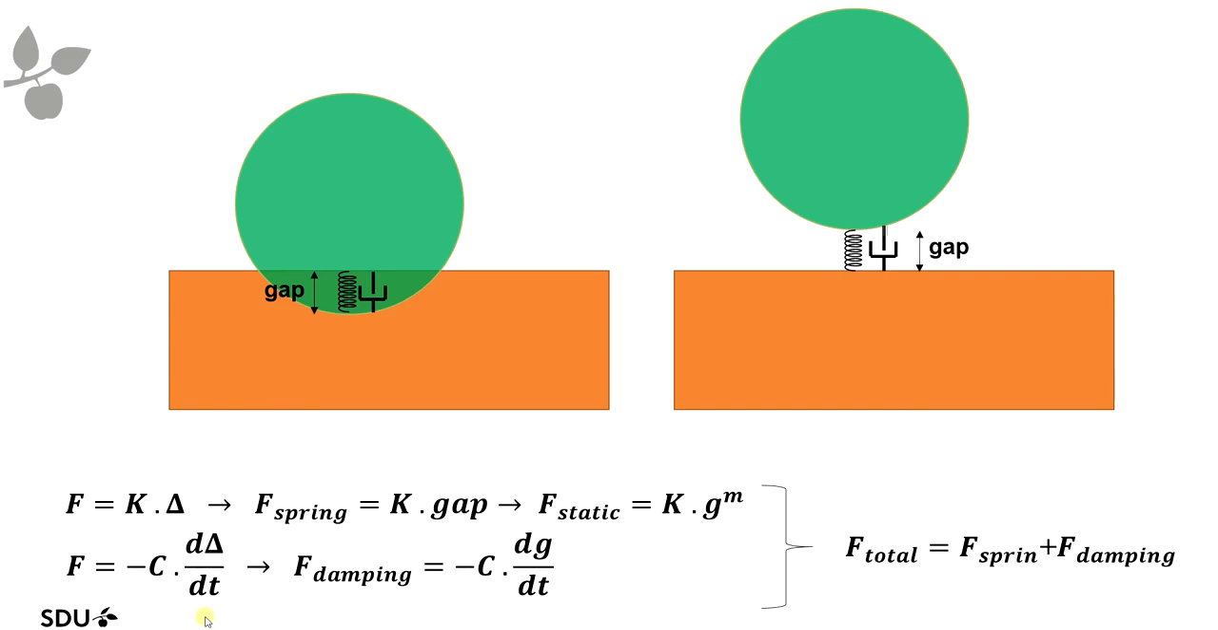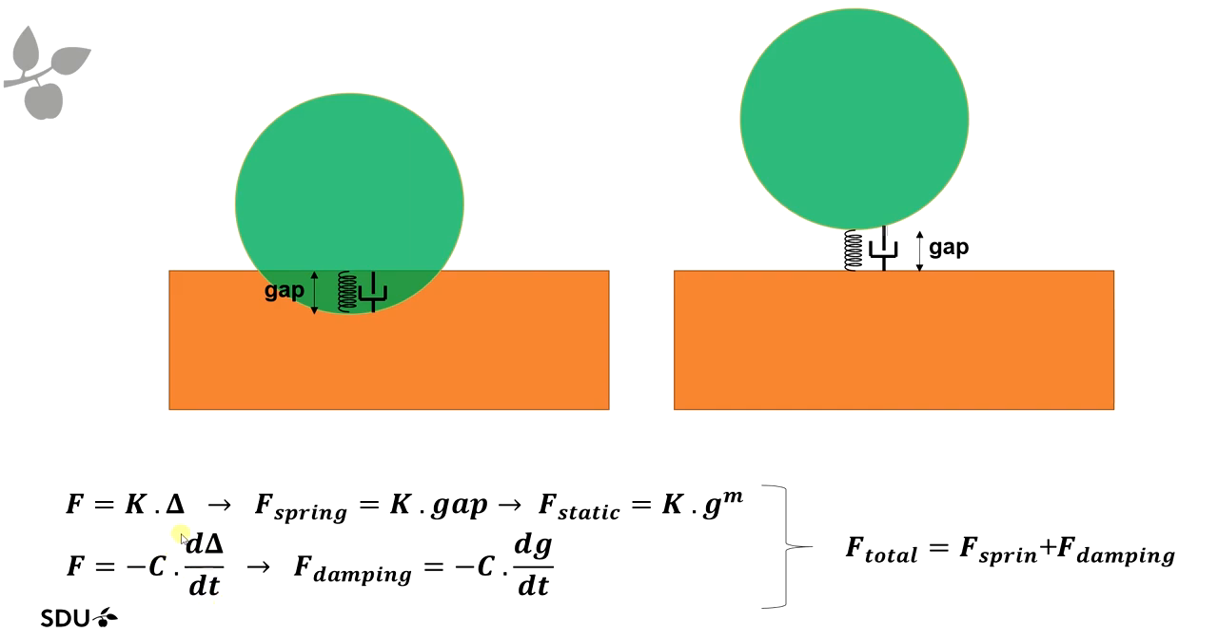And the way it does that, first of all, it's a negative force, so it's always in the opposite direction of the movement. If the green ball is going up, the damping force is downward, trying to slow it down. If it's going down, the damping force is upward, trying to slow it down. So it's always negative, and it's proportional to how fast the gap is changing. C is constant, the damping coefficient.